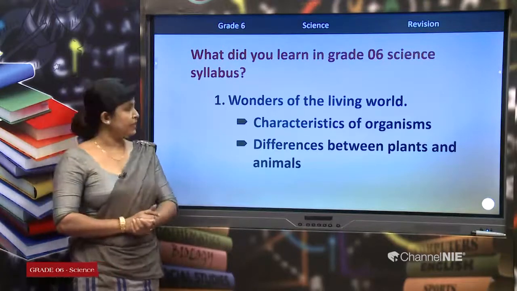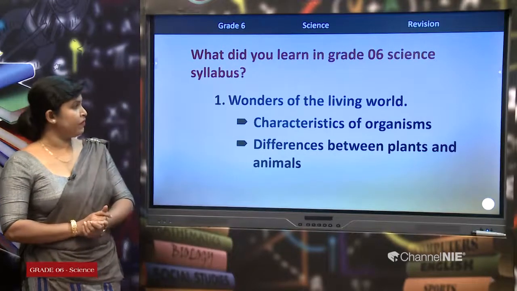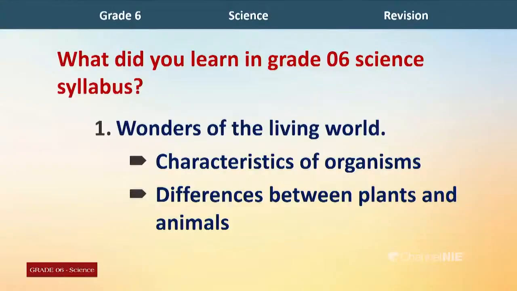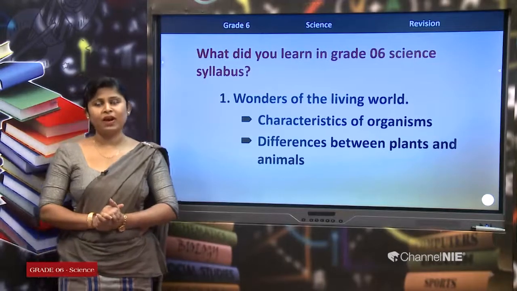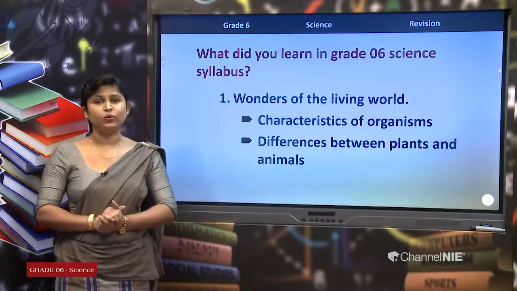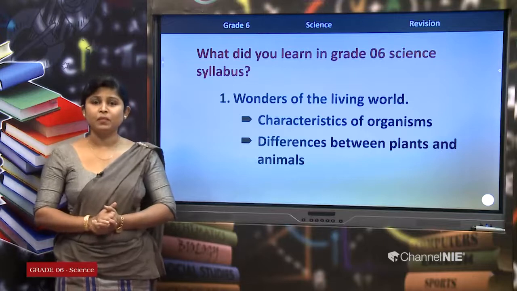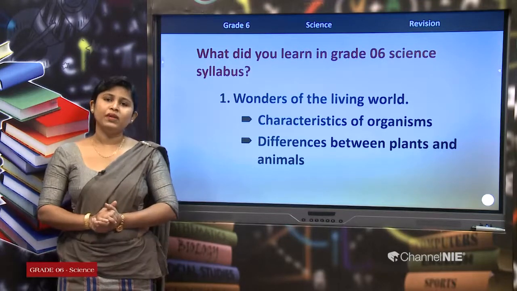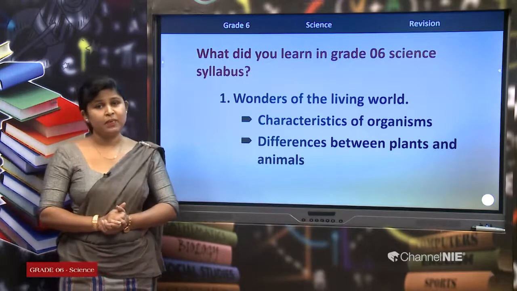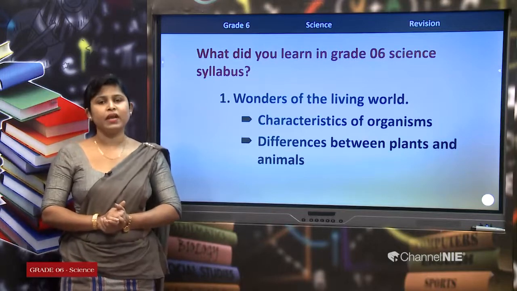In the first unit, the wonders of the living world, we were talking about the characteristics of organisms and the differences between plants and animals. My dear children, I think you all can remember the organisms in our environment can be divided into three main groups: the plants, the animals and the microorganisms. We discussed about the characteristics of plants and characteristics of animals.